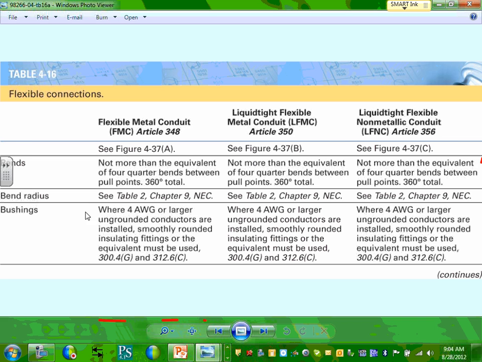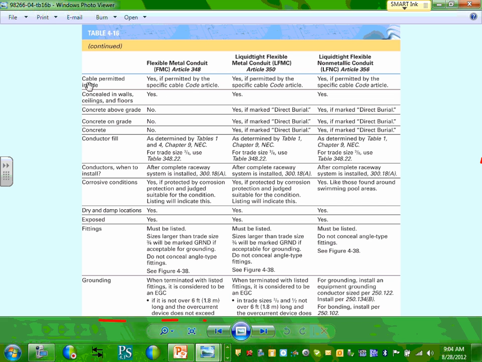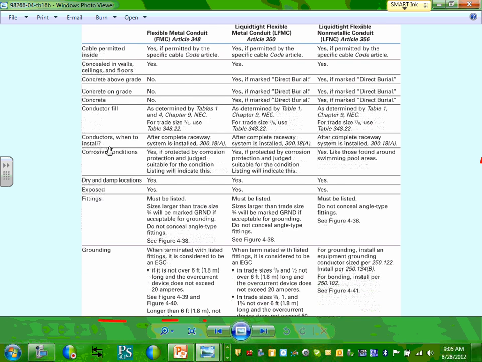Same thing, bending radius, how many? Look at the large. They all come up to 4 inches. Conductors were number 4 or larger. You have to protect for bushings, almost all of them. Look at these. Cable permitted inside them, yes. Concealed in walls, no problem. Concrete above grade, not FMC, but the other 2. So you can see where the damp.